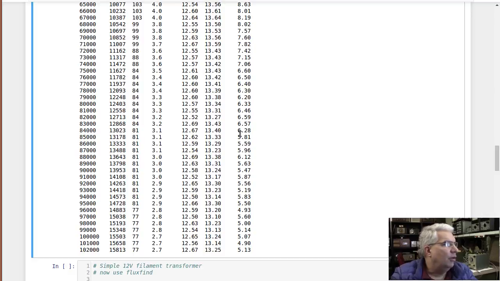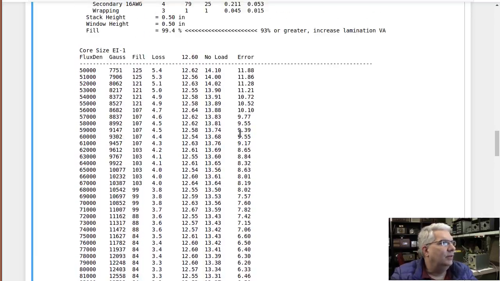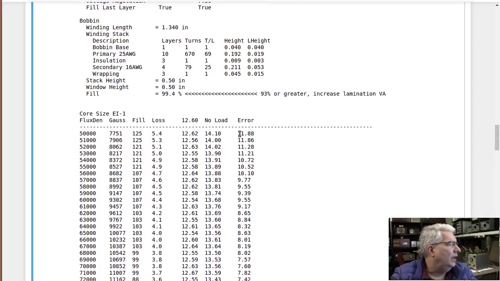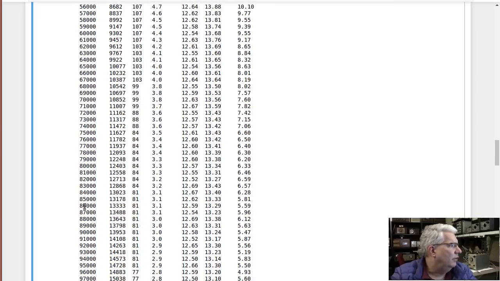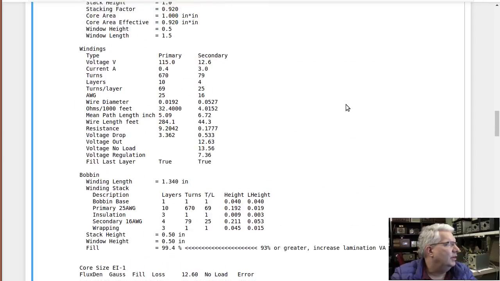So if we just want to pick, let's say we pick 88,000, which is right about here, that's going to leave us at 12.7. Or let's pick 89,000, or this one here. Let's pick 90,000 as a flux density.